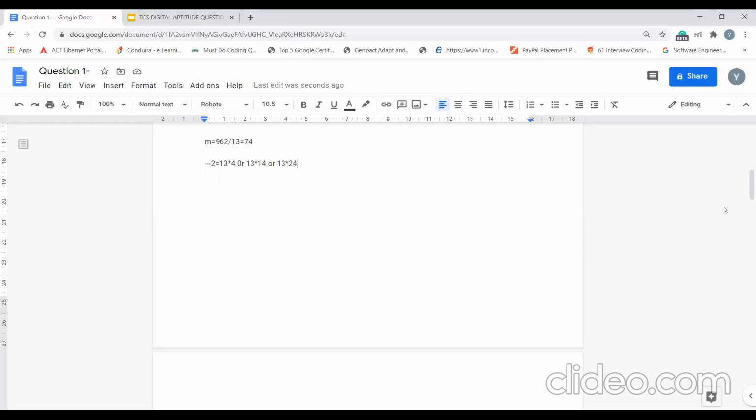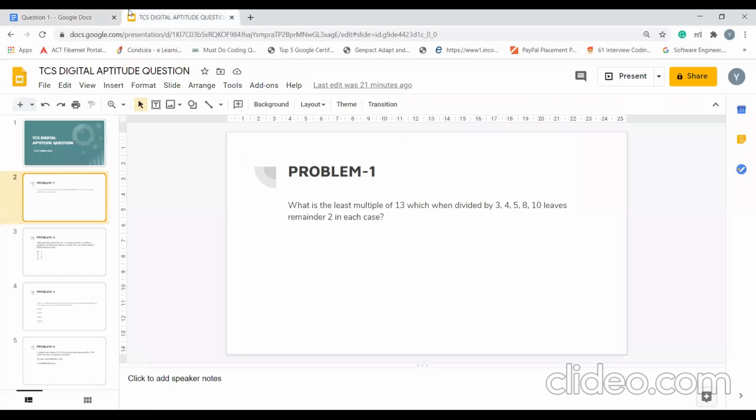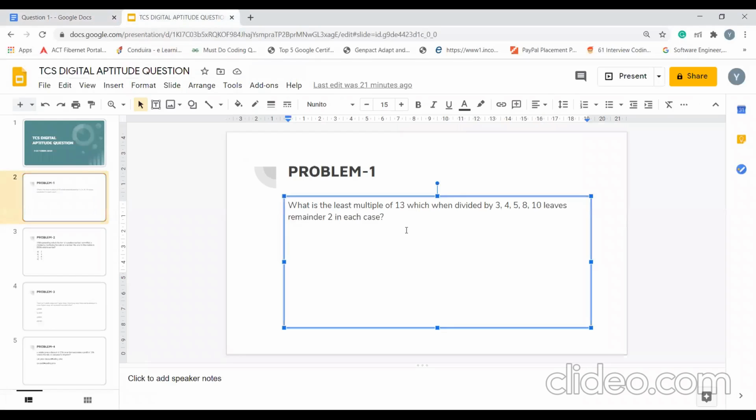If you have 12 as an option, you can directly say that 12 is not the answer, because the last digit in the number will be 2, and we can only get 2 as a multiple of 13 in 13 fours, or 13 14s, or 13 24s. So let's move to the next question. The answer for this question is 74.